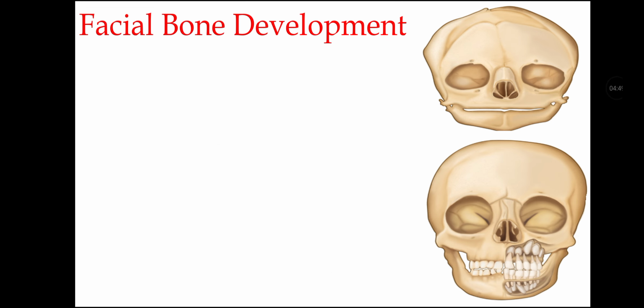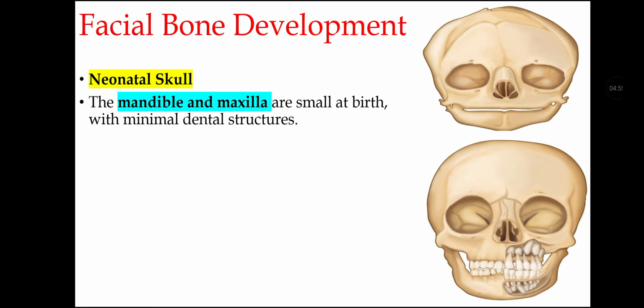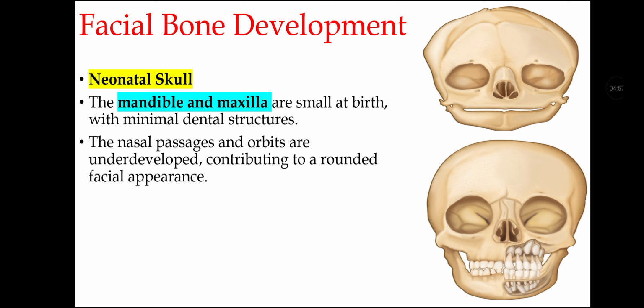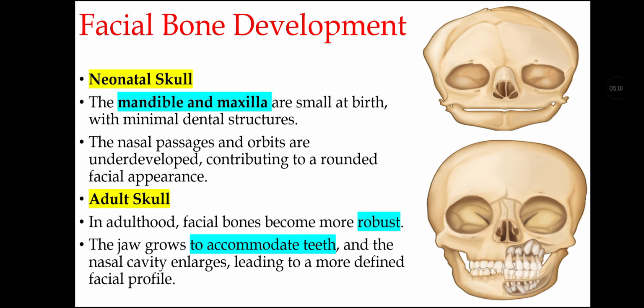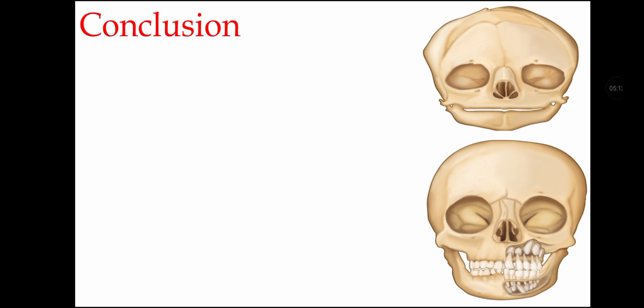Now let's talk about facial bone development in neonatal skulls versus adult skulls. In the neonatal skull, the mandible and maxilla are small at birth with minimal dental structures. The nasal passages and orbits are underdeveloped, contributing to a rounded facial appearance. While in the adult skull, the facial bones become more robust and the jaw grows to accommodate teeth and the nasal cavity enlarges, leading to a more defined facial profile.